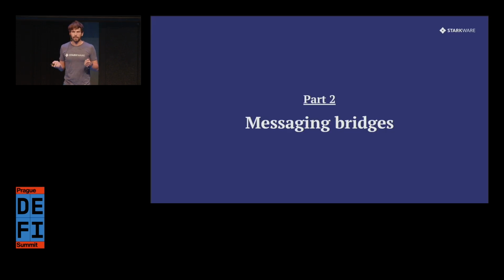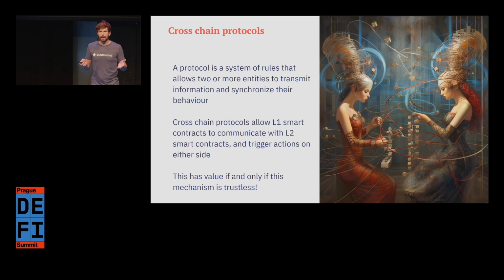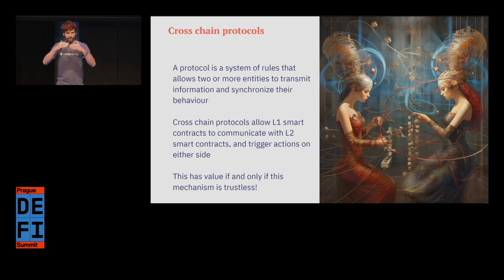So now I'm going to talk a little bit about messaging bridges and how they relate to validity rollups and DeFi. So first of all, let's define what cross-chain protocols are. Cross-chain protocols are essentially a way for L1 and L2 to exchange messages. When you think about bridges these days, most of the time you think about asset bridges. You think about bridging NFTs, you think about bridging tokens.